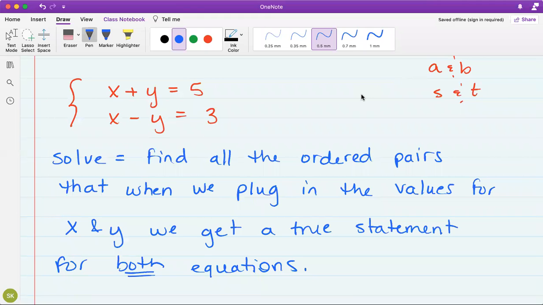So how can we do this? How can we find all the ordered pairs that satisfy this system, the system right here that I've given you? Once we figure out how to solve this system, it's going to be the same for all the other examples you're going to see. So let me erase this.